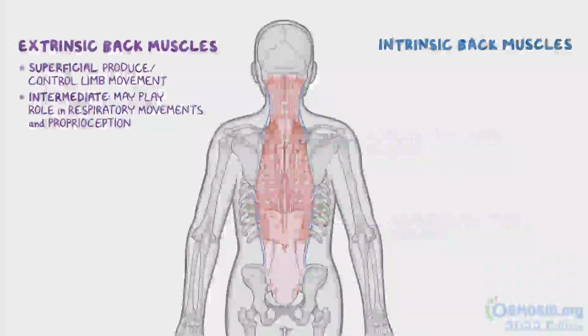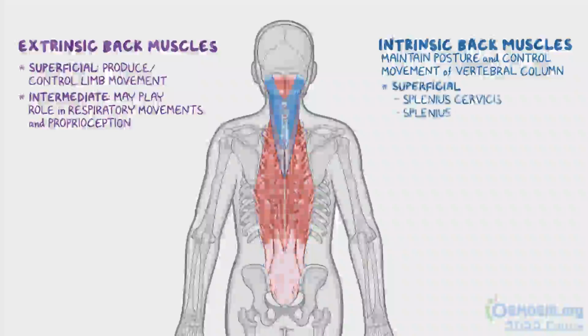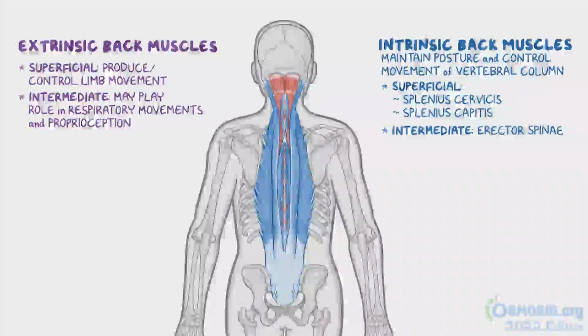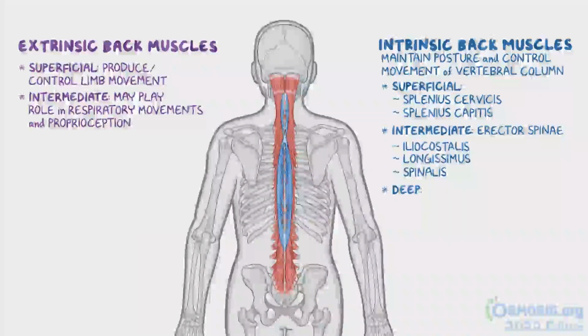The intrinsic back muscles function to maintain posture and control movement of the vertebral column, and are divided into three subgroups: superficial, intermediate, and deep. The superficial layer of intrinsic back muscles includes the splenius cervicis and the splenius capitis. The intermediate layer is made up of the erector spinae muscles, which are the iliocostalis, longissimus, and spinalis. And finally, the deep layer of intrinsic back muscles includes the transversospinalis muscle group, which consists of the semispinalis, multifidus, and rotatories muscles.